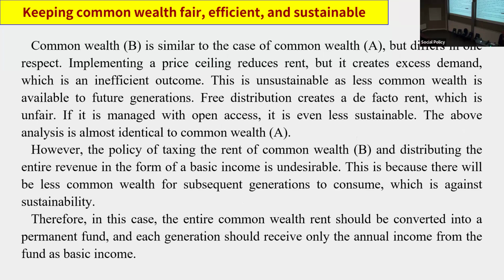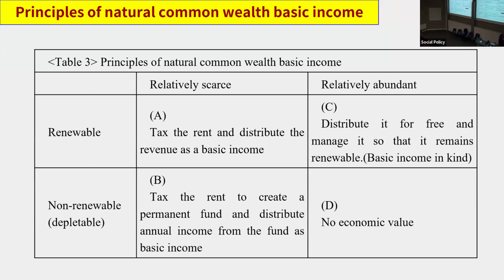So I will go to the slide like this. In the case of Commonwealth A, the principle is to tax the rent and distribute the revenue as basic income. It is relatively scarce, so only a small group of people earn money from the Commonwealth, so we have to tax the rent and distribute it to all.